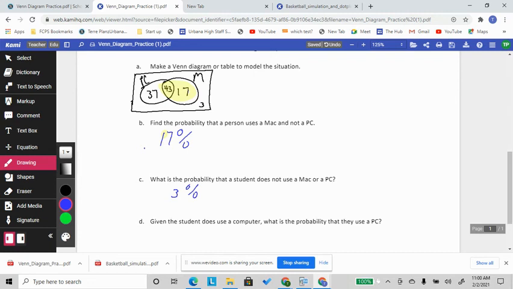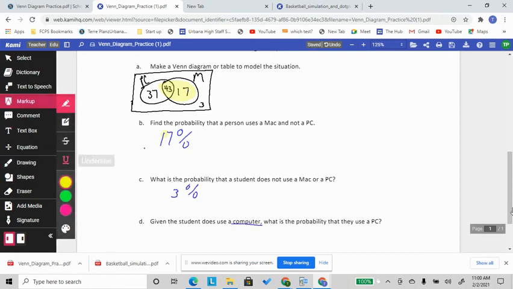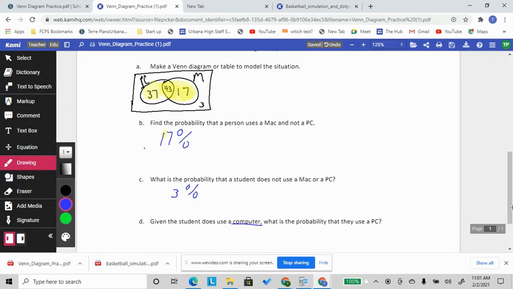And then the last one, given the student does use a computer. Okay, so that means it didn't say what kind. So on this one, your highlight is all of this. So given they do use a computer. So given they use a computer was 97%. So that's a 97%. Now there goes the plows by. Sorry, it's so loud. So given they use a computer, so it could be any of this.